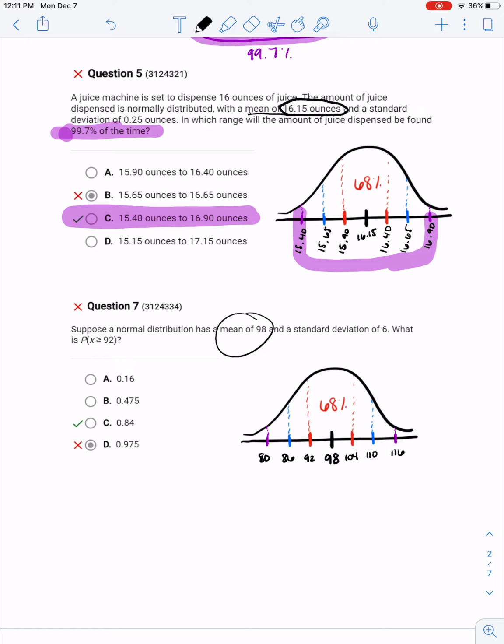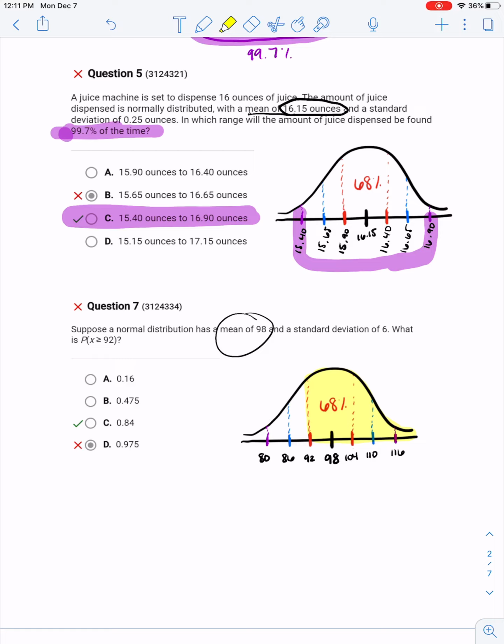Okay, and then it says, what is the probability that x is greater than or equal to 92? So we're looking for, essentially, from 92 all the way to the right. Like, what percentage under the curve, under that little bell-shaped graph, does that cover?